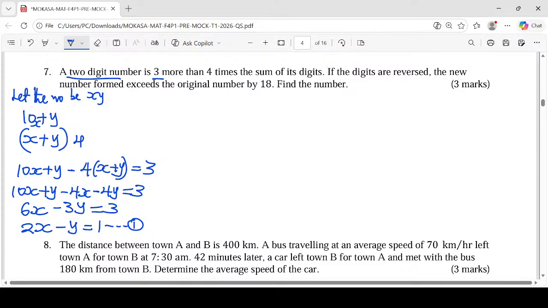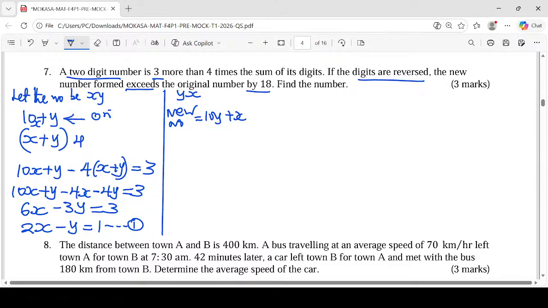After forming equation 1, we make progress. We are now being told that if the digits are reversed, we are going to have them as y, x. Now, the new number formed will be given by 10y plus x, because the total value of y will be in tens, so 10 times y, then the total value of x will be in ones, 1 times x. So this is the new number. Remember, 10x plus y was our original number.